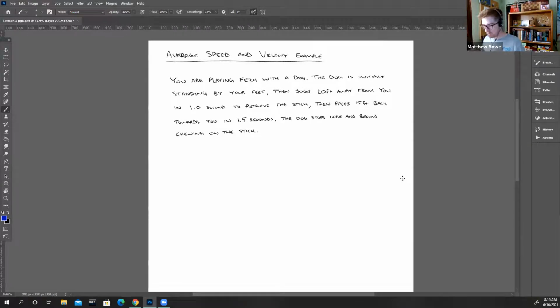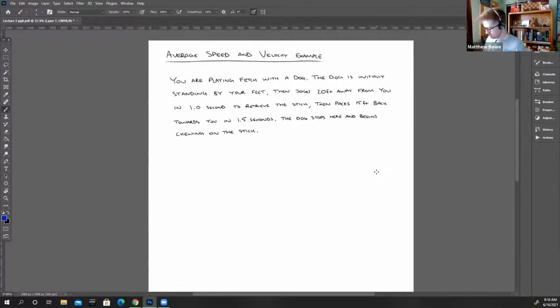You're playing fetch with a dog, and the dog is initially standing by your feet. We can mark this distance as 0. Then the dog jogs 20 feet away from you in 1 second to retrieve the stick. Then it paces back 15 feet towards you in 1.5 seconds. This is where the dog stops and begins chewing on the stick. So we have this path that the dog takes. It goes one direction and then back.